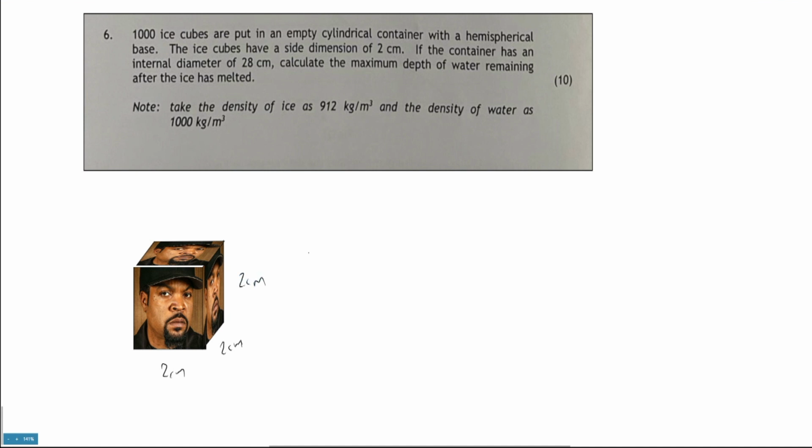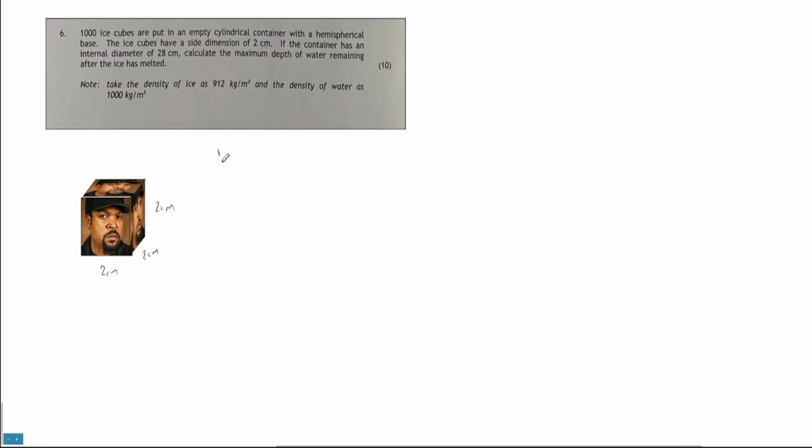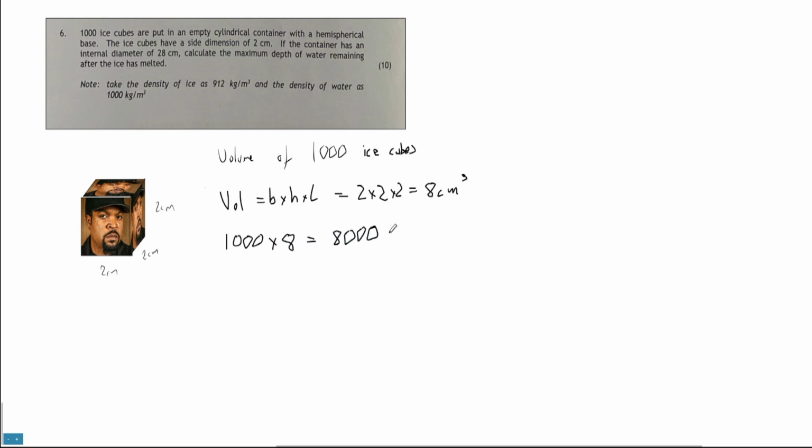All right, there's my ice cube, and it is 2 centimeters by 2 centimeters by 2 centimeters. There's 1,000 of them, so obviously we can go for the volume of that. We're going to need the volume of 1,000 ice cubes. The volume of one ice cube is base times height times length, which in this case is 2 times 2 times 2, which is equal to 8 centimeters cubed. We've got 1,000 of them, so 1,000 times 8 gives us 8,000 centimeters cubed. This is 8 liters, which is fantastic.